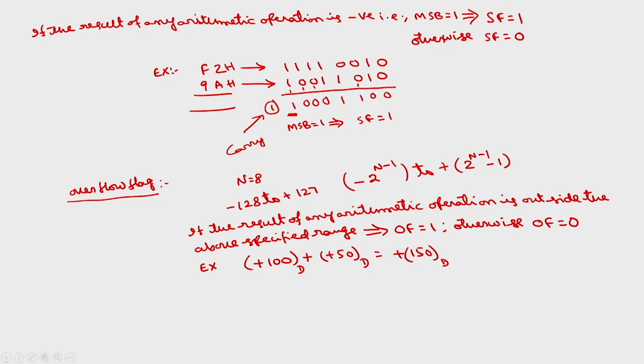but what is the range? If it is an 8-bit number, assuming that n is equal to 8 here, because to represent 100 we require 8 bits, the range should be this, but this is outside the range. So, the overflow flag is set. If the result of any arithmetic operation is outside this range, where n can be 16 bit or 8 bit or any number of bits, then the overflow flag is set, otherwise the overflow flag will be reset.